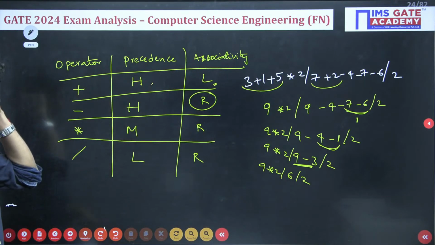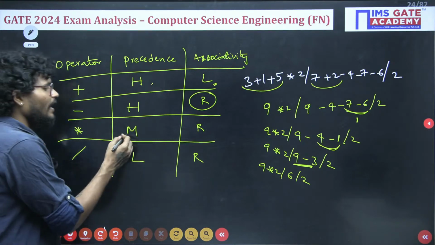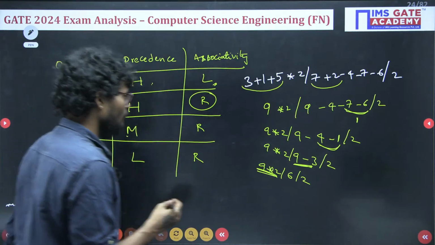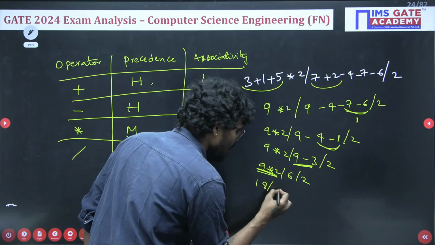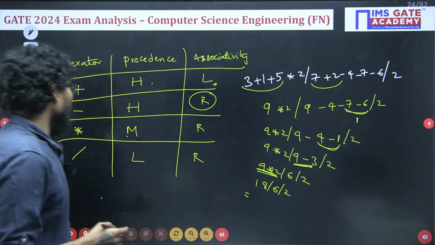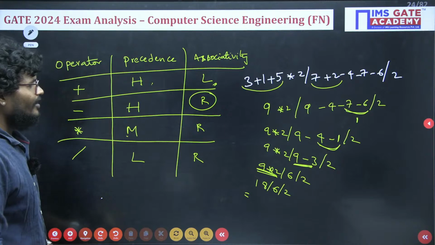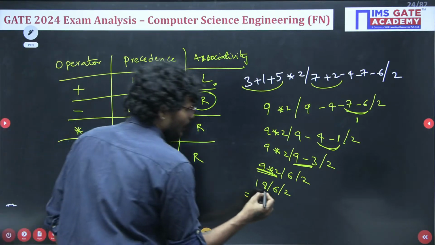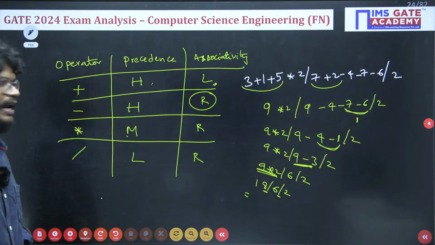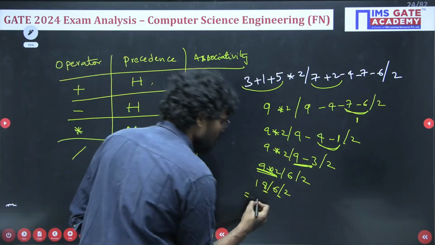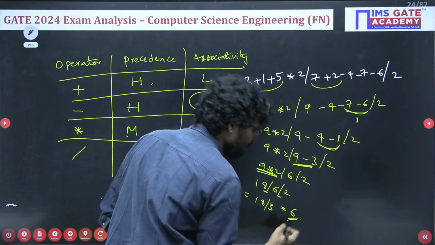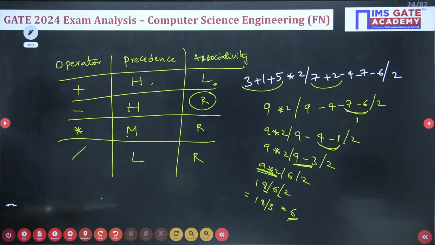And after addition and subtraction we have multiplication. So let us do this multiplication. So we have 18 divided by 6 divided by 2. And finally we have division. Here we have two division operations and the associativity is from right to left. So first we do 6 by 2, that is 3, and finally 18 by 3 is 6.